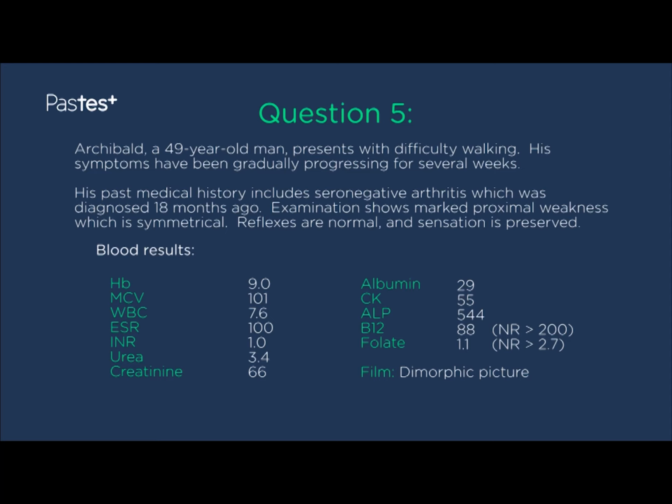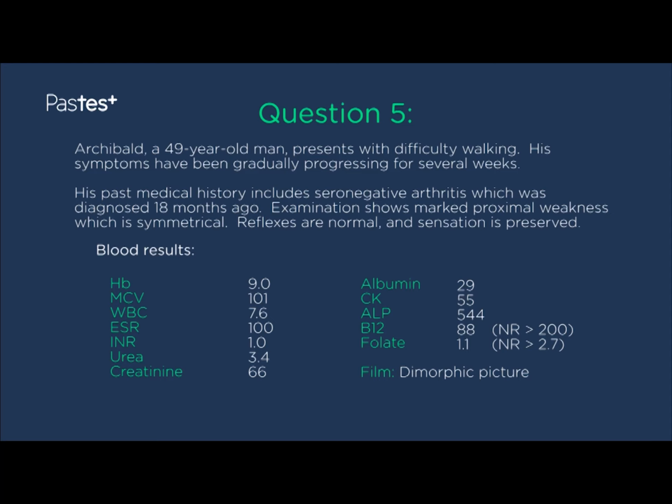You have some blood results here. His hemoglobin is 9, his MCV 101, white count 7.6, ESR 100, INR 1.0. His renal function looks normal. His albumin is low at 29. Normal CK, elevated alkaline phosphatase. B12, that's low, folate, that's low, and his blood film shows a dimorphic blood picture.